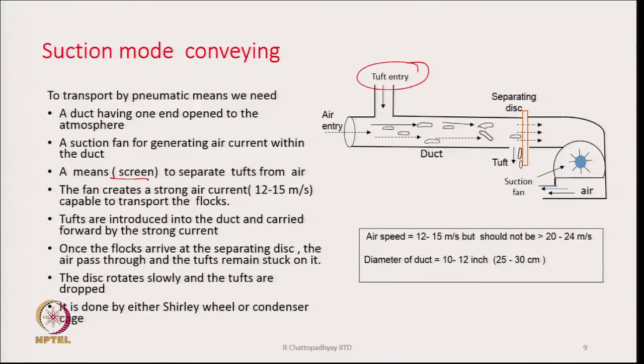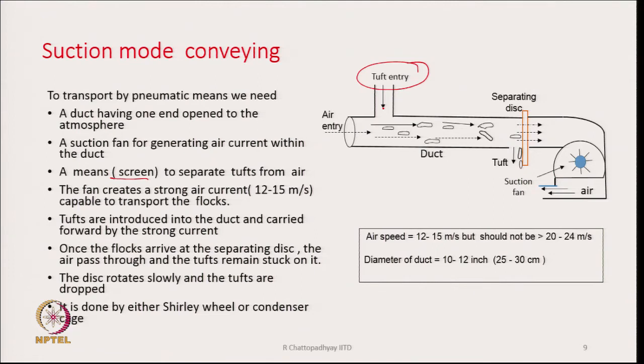And the tufts are introduced at some point as shown in the diagram, and the moment they enter the duct, suddenly there will be acceleration on them when they are dropping within the duct. The velocity is very low, and as soon as they come into contact with the air, a sudden lot of drag force will be acting on the tuft, and the tuft will be carried forward, and quickly the tuft will attain almost the speed of the air, and it will move at a high speed towards the separating disc.